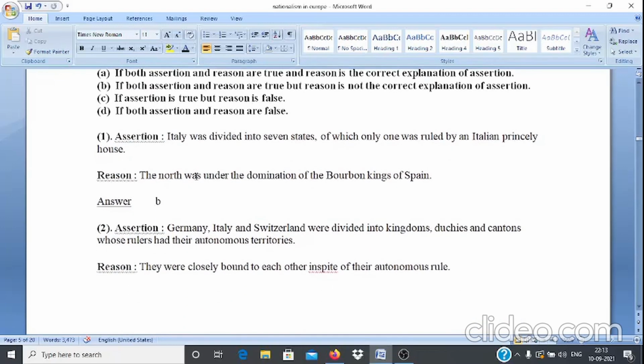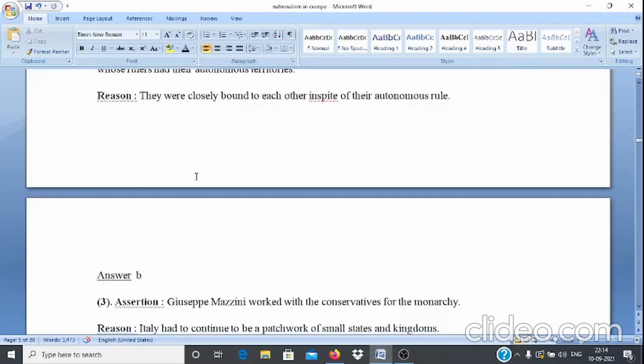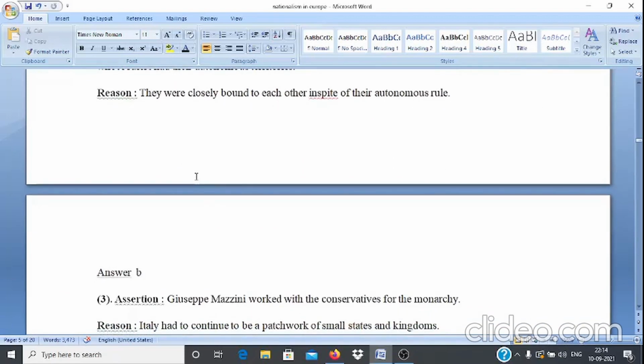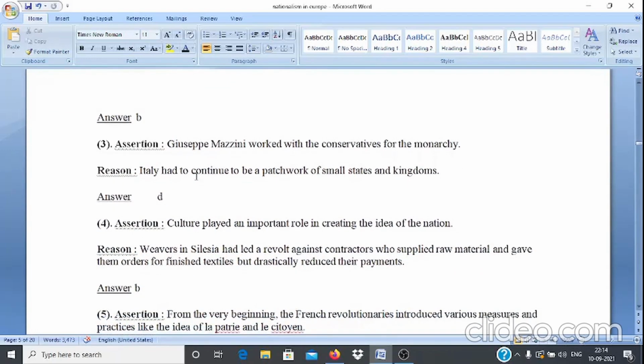Question number 2. Assertion. Germany, Italy and Switzerland were divided into kingdoms, duchies and cantons whose rulers had their autonomous territories, and reason they were closely bound to each other in spite of their autonomous rule. And here option is B. That means both the statements are correct, but reason is not the correct explanation of assertion.